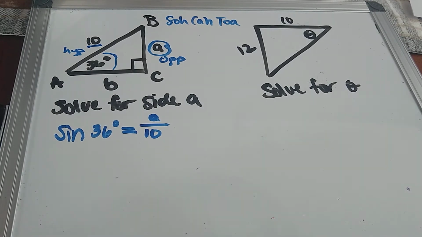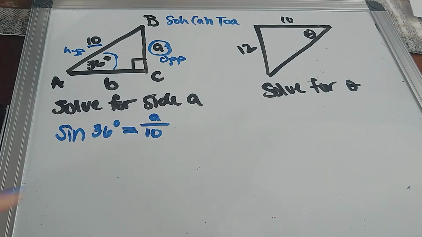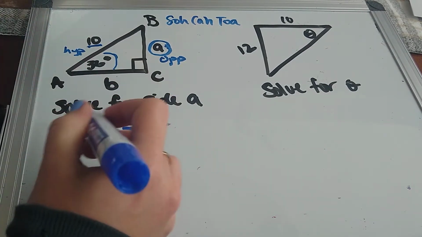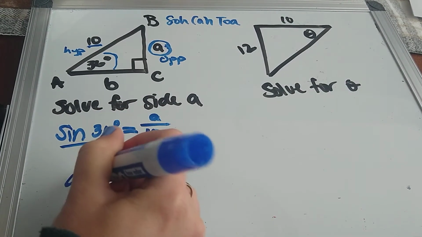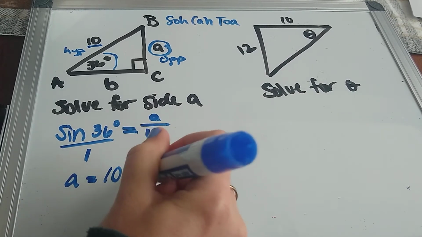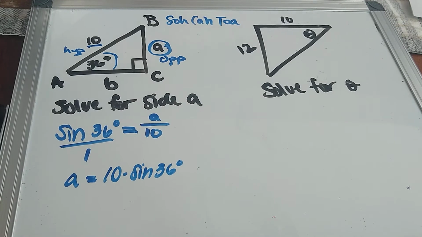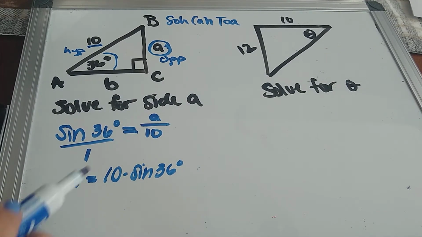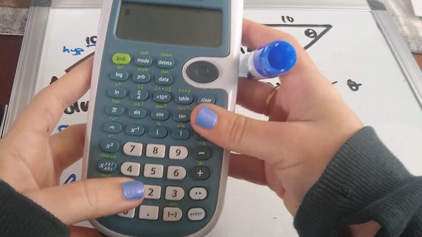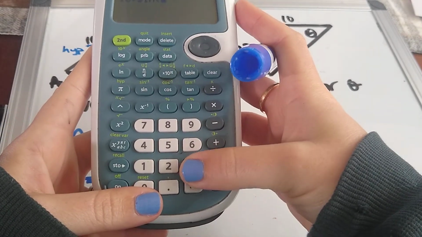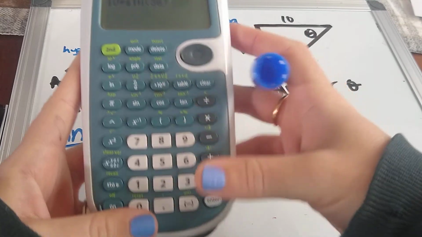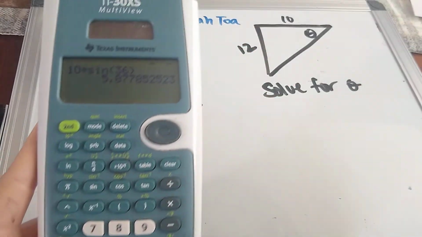So that's the setup. The things that could change are that this could be cosine, this could be tangent, and the placement of our variables. Now, I like to treat this like a proportion. So if you put this over 1, now you can cross multiply. So 1 times A, that's just A, equals 10 times sine 36 degrees. Okay, so now we've solved for A, but what is this? This is where your calculator comes in. So we want to do 10 times sine 36, and then I like to close my parentheses and then press enter, and you get this decimal.